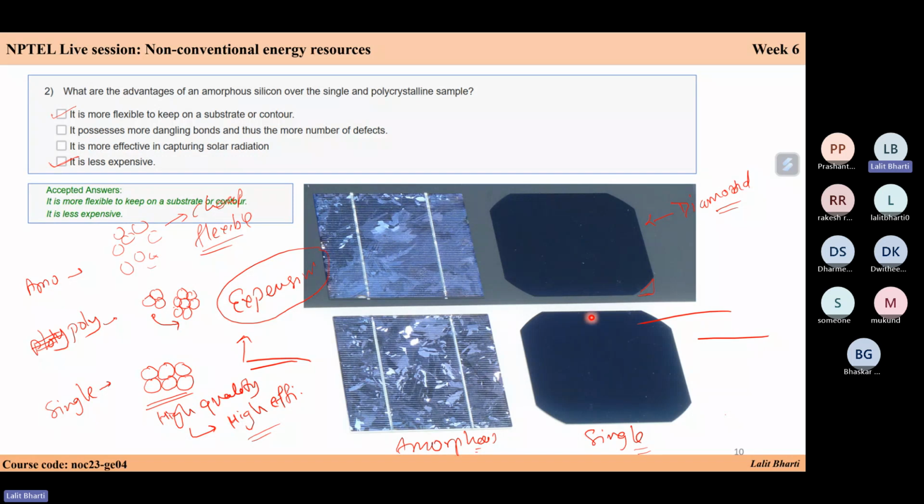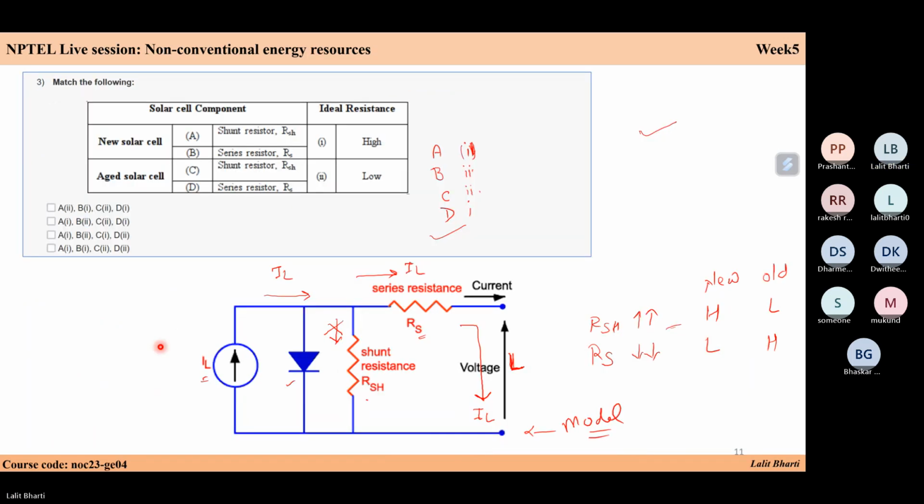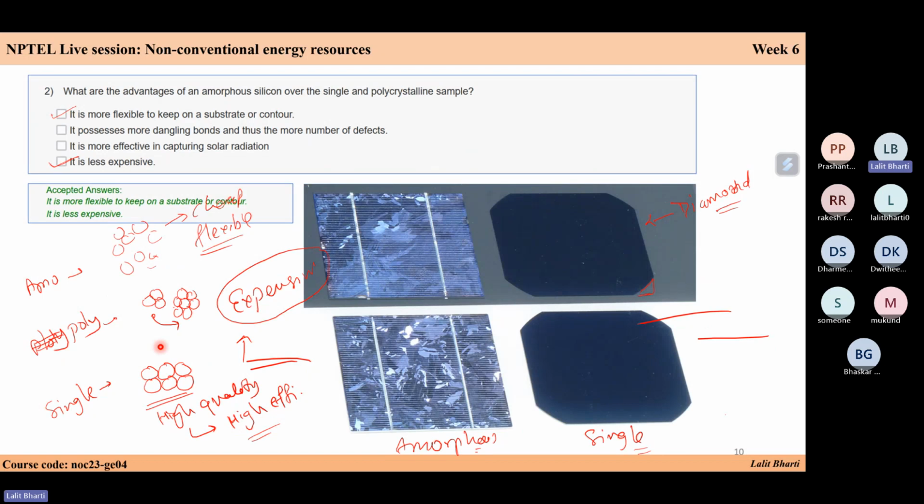It will cost you more, because the purity is higher, your efficiency will be higher, but the prices will also be higher. And if you have this kind of structure, it will be either amorphous type, or one of the many different types of flexible solar cells, which we will see in our future classes. Okay, so let us move to our next question.